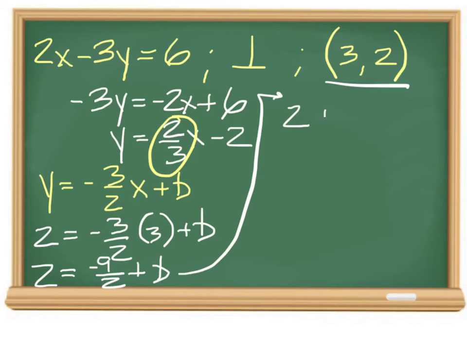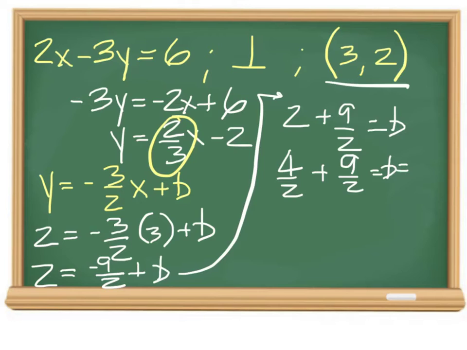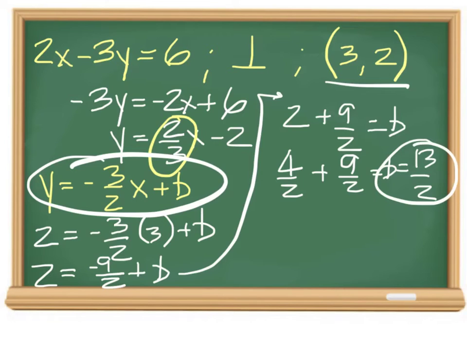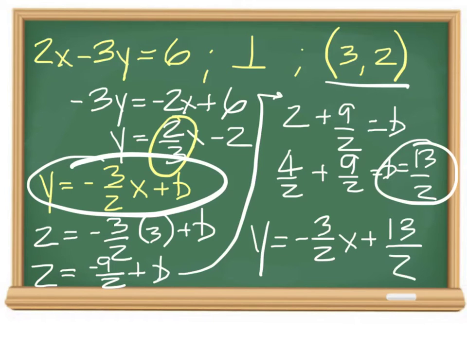Move that to the left, make it plus. Find a common denominator of 2. And then when you add those together, you get 13 over 2. Use this and insert this to get y equals a negative 3/2 x plus 13 over 2.